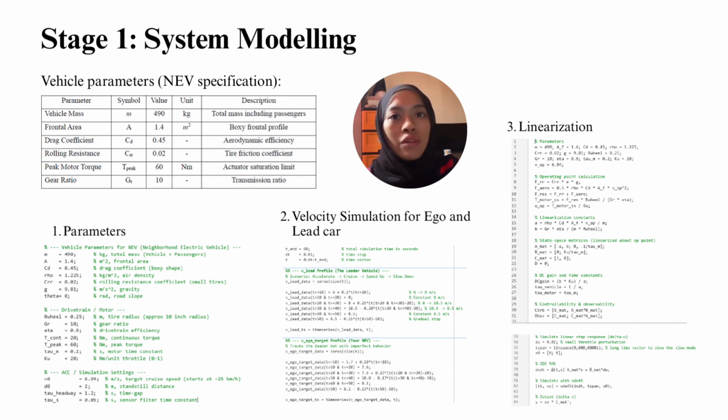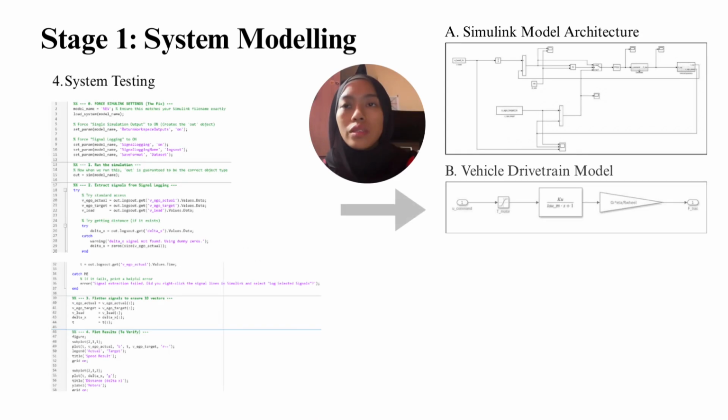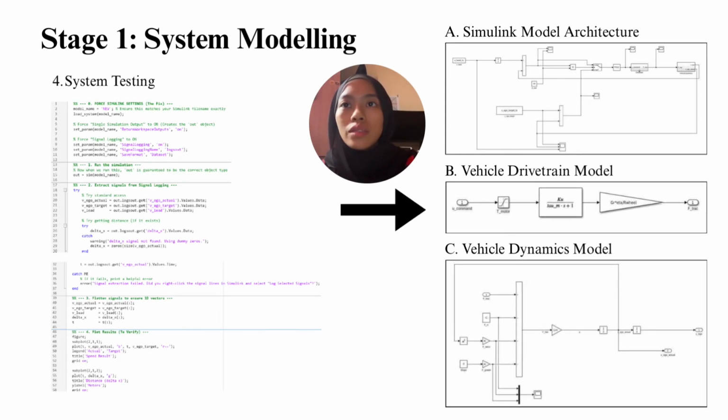Our model was constructed in MATLAB Simulink using an integrator-based approach, but the core logic resides in a single function block that calculates the net force. Below here is our MATLAB code, where the first one is parameters, the second one is velocity simulation for ego and lead vehicles, and the third one is linearization. Moving on with system modeling, the next code is the system testing code, and from this code, we create a Simulink model.